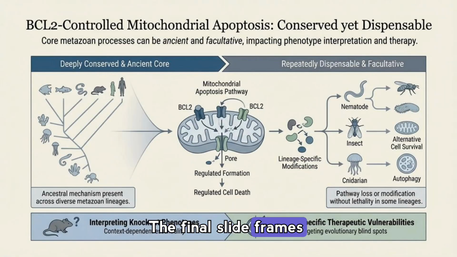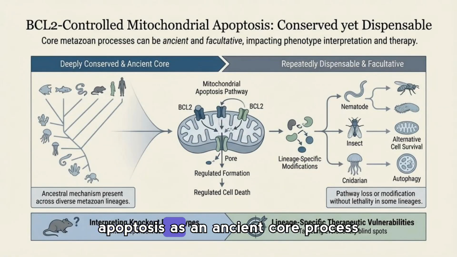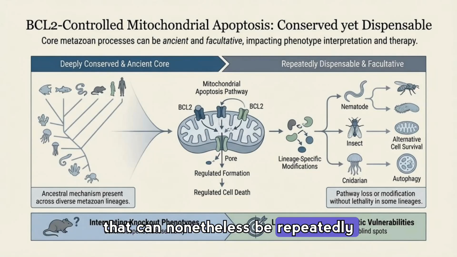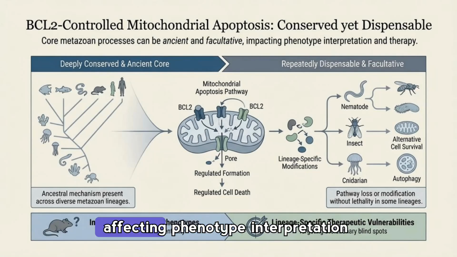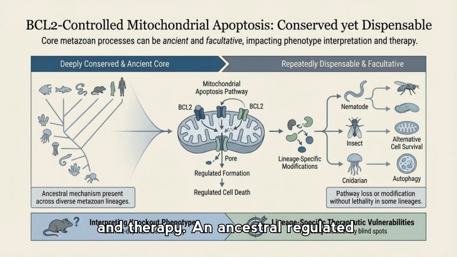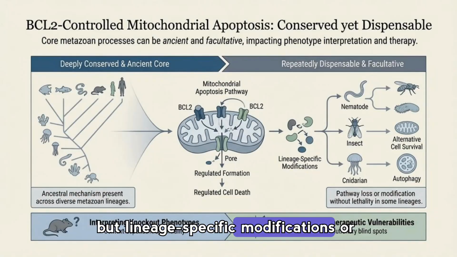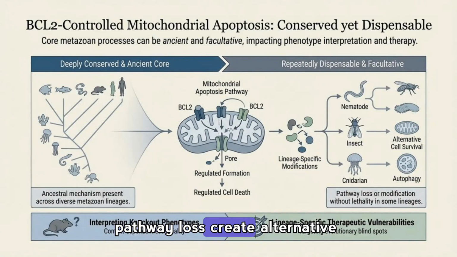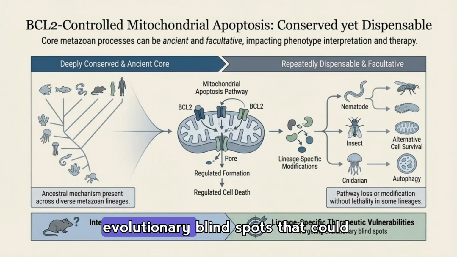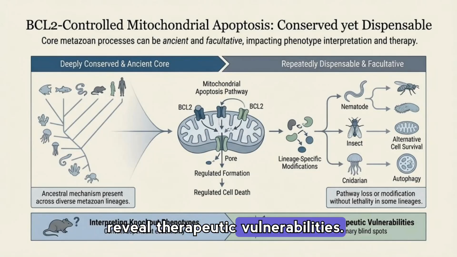The final slide frames BCL2 controlled mitochondrial apoptosis as an ancient core process that can nonetheless be repeatedly dispensable in certain lineages, affecting phenotype interpretation and therapy. An ancestral regulated pore forming mechanism persists, but lineage specific modifications or pathway loss create alternative survival strategies, which complicates knockout interpretations and points to evolutionary blind spots that could reveal therapeutic vulnerabilities.